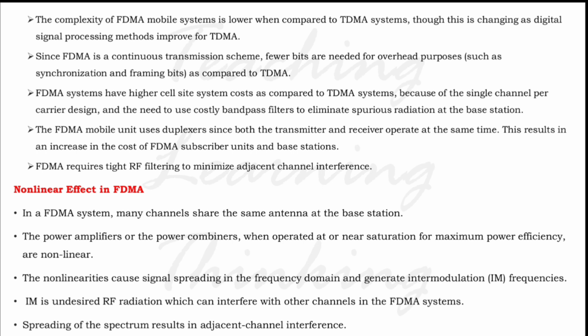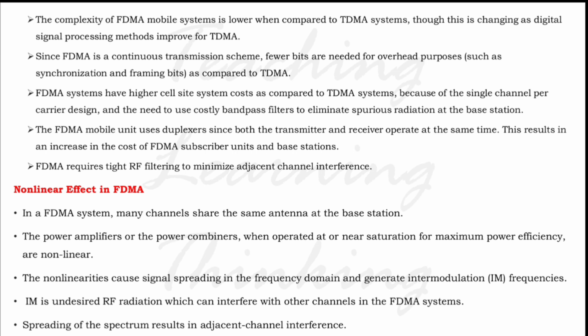So the complexity is lower compared to TDMA system, though there is a change in digital signal processing method that improves TDMA. Since FDMA is a continuous transmission scheme, fewer bits are needed for overhead purposes such as synchronization and framing bits as compared to TDMA. So comparing to TDMA, the complexity is very low in FDMA, and the transmission is continuous.